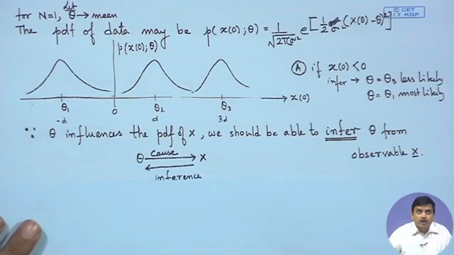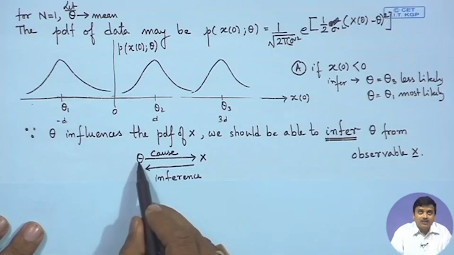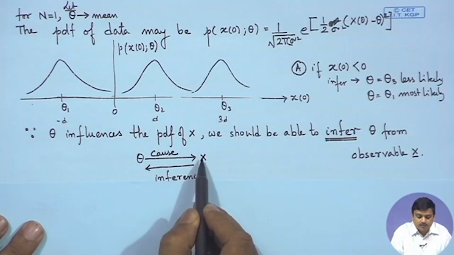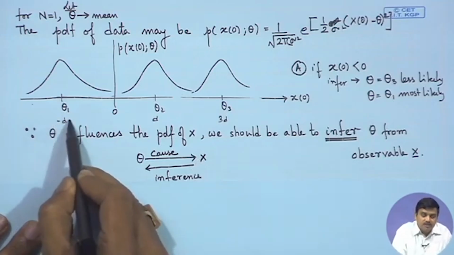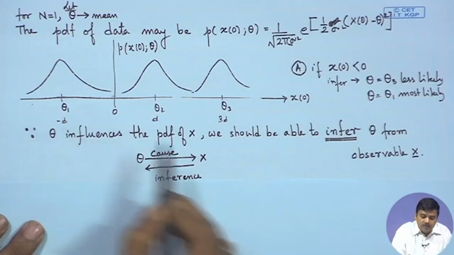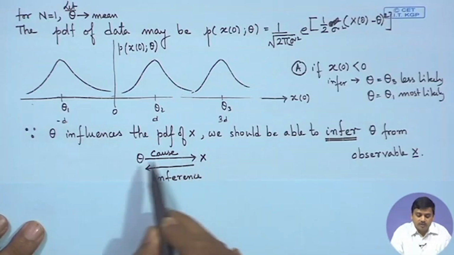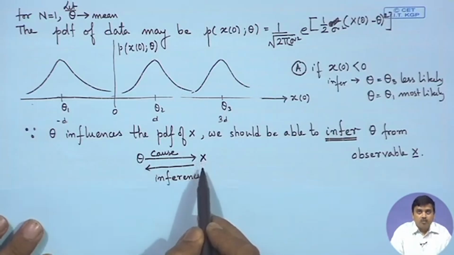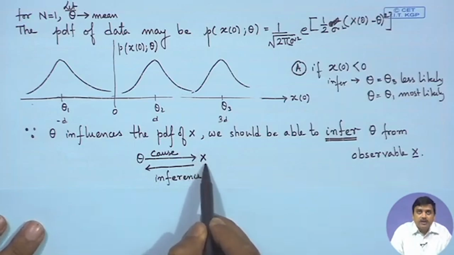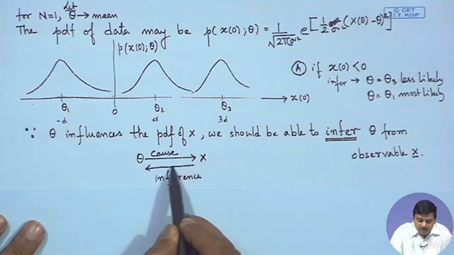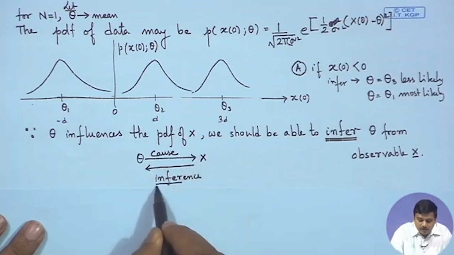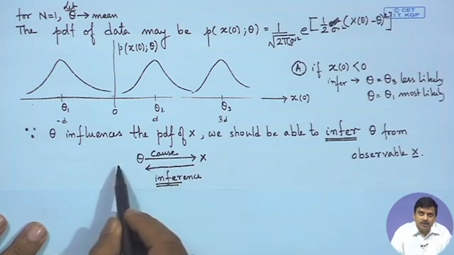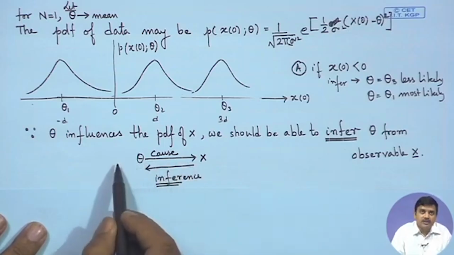So, we could plot like this, that theta, that is the parameter, causes x. That means, we have chosen minus d to be transmitted, and that would influence what I observe. Of course, theta is perturbed by noise to produce x. What we want to do, we observed x, we want to infer what theta was. So, this is an inference problem, that is what we are interested in, the reverse direction, that is what we are going.